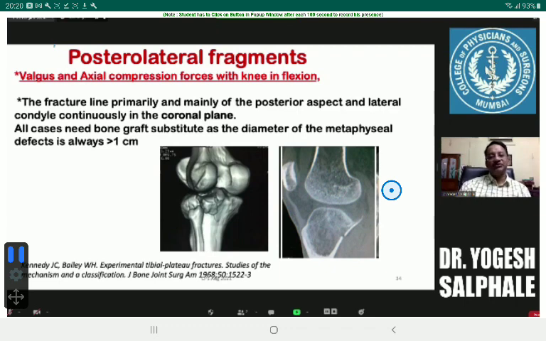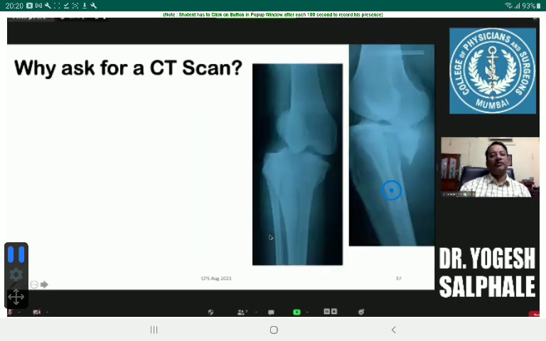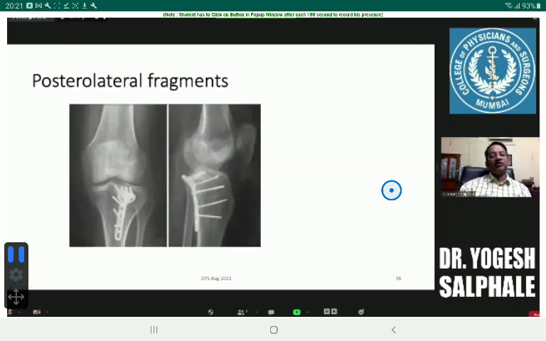So as you can see here, there is a lot of small comminution. There are small pieces, but they are pretty important pieces which you should not be neglecting. And now the posterolateral fragments have been buttressed. So basically you got to get the fragments in position, getting the articular alignment in position.